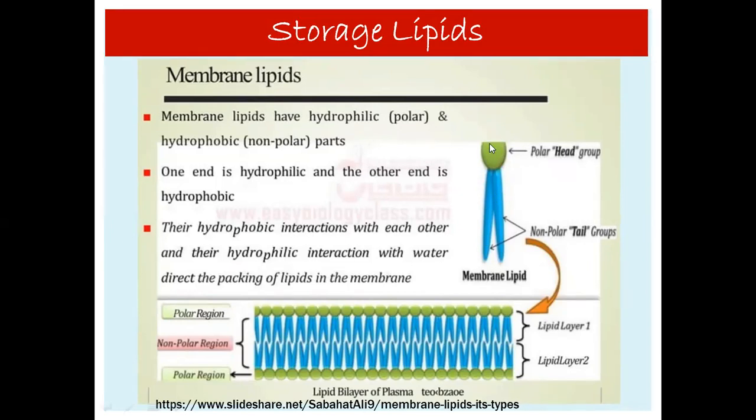The head group is polar due to its chemical functionality, and it also has two tail-like structures, both of which are non-polar. So all membrane lipids have two segments: a polar head group and non-polar tail groups. Their hydrophobic interactions with each other and their hydrophilic interactions with water in the cellular environment direct the packaging of lipids in the membrane.